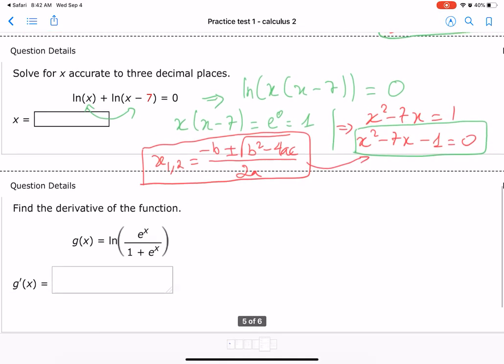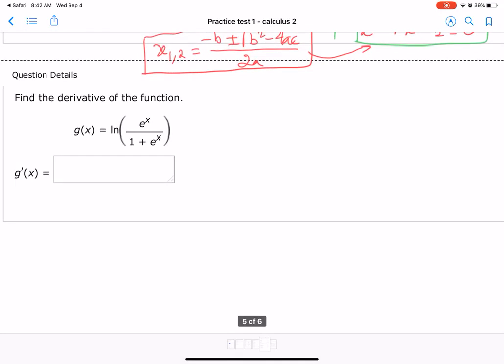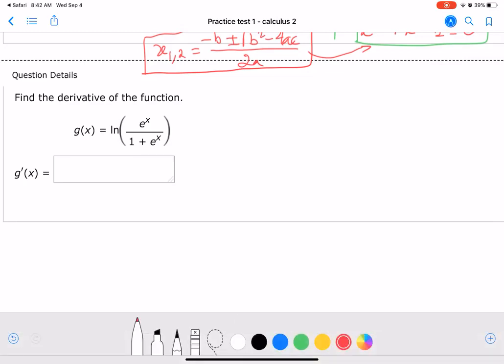All right, move to the next one. Find the derivative of the function. Yeah, we have a lot of problems with differentiation, but it's fine. It's good practice. So again, the inside function is complicated, right? So I can write e^x ln e^x on the top, and 1 plus e^x in the bottom, and I have minus ln of 1 plus e^x.